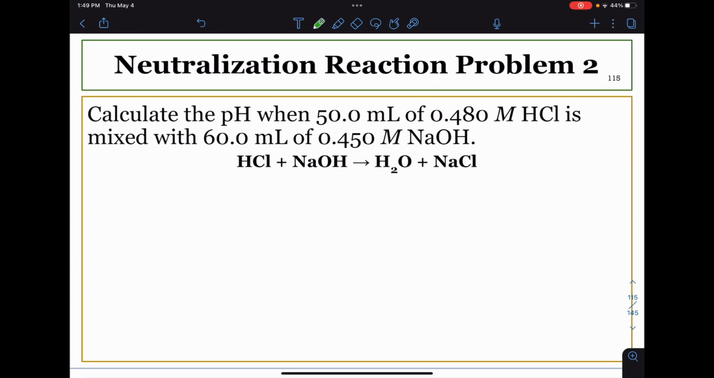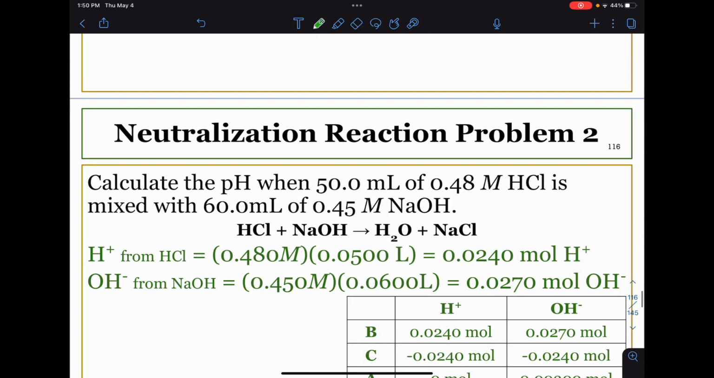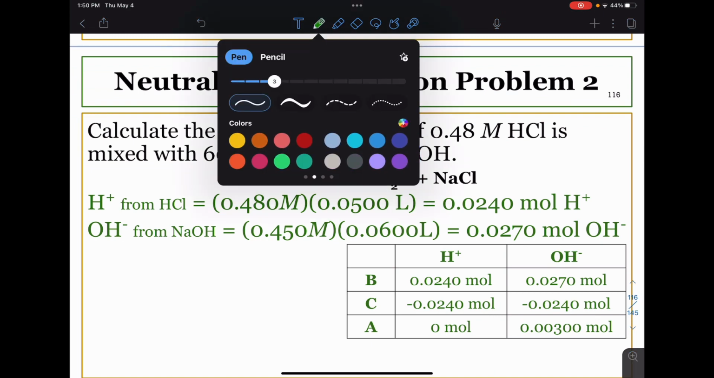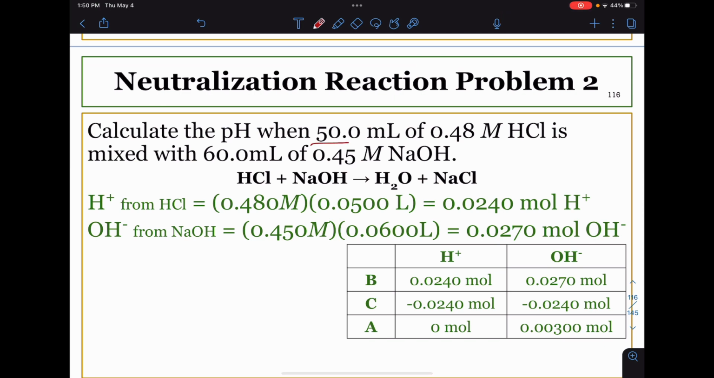So go ahead and try this next problem. Calculate the pH when 50 milliliters of 0.48 molarity HCl is mixed with 60 milliliters of 0.45 molarity sodium hydroxide. Pause to see if you can work this problem out. In the first step, we need to find the moles of each solution. So if we color coordinate some of this here, we've got 50 milliliters of 0.48 molarity hydrochloric acid. That's right here. Make sure you turn your 50 milliliters into 0.05 liters. When you multiply that together, you've got 0.0240 moles of hydrogen ions.